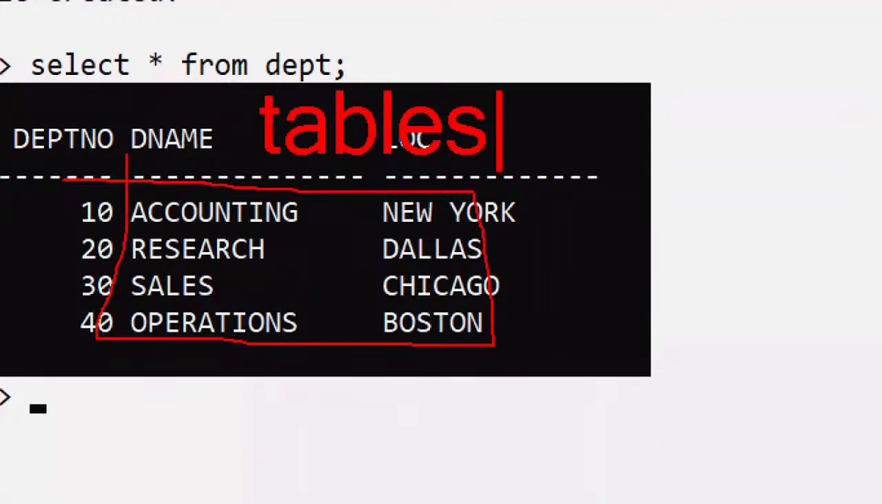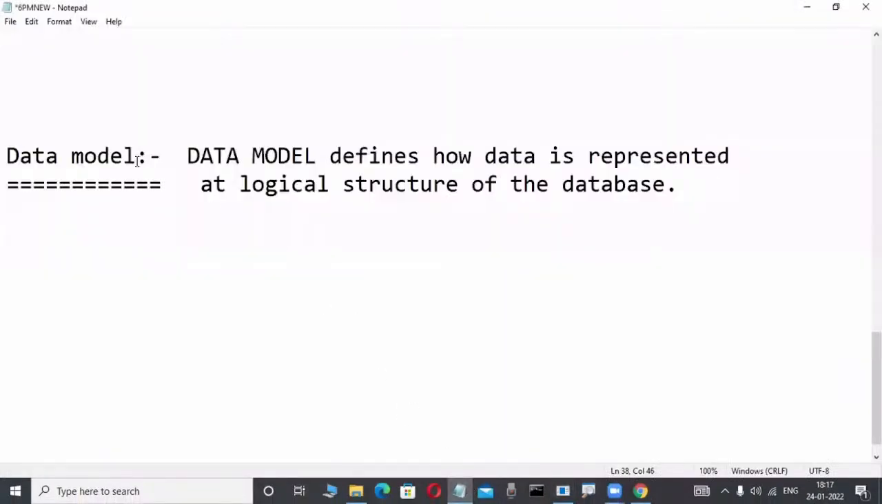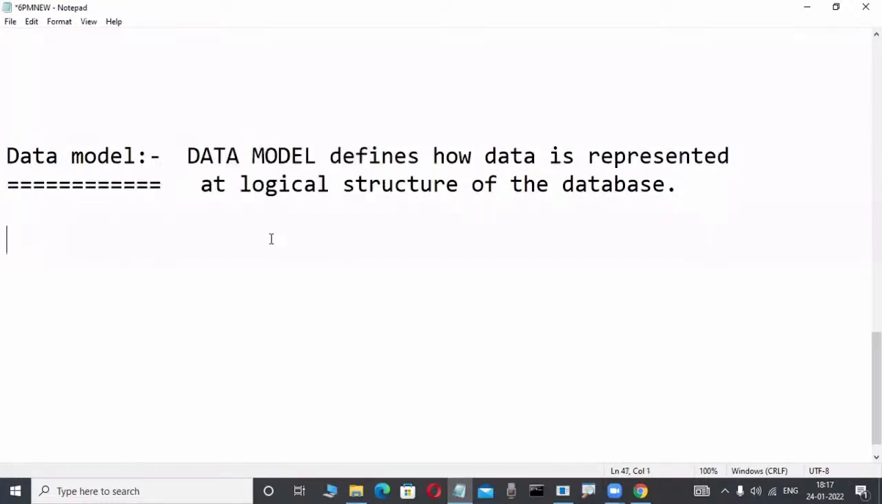Hierarchical data model, network data model, and some other data models were there. IMS and IDMS software were there in those days. But nowadays, observe, a data model is nothing but what defines how data is represented at the logical structure of the database.